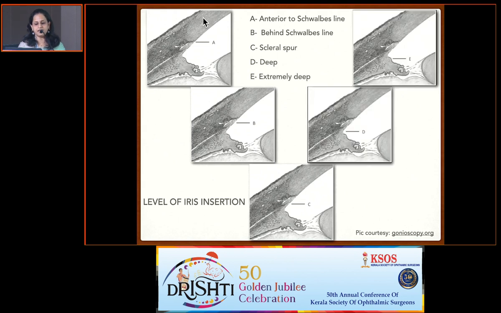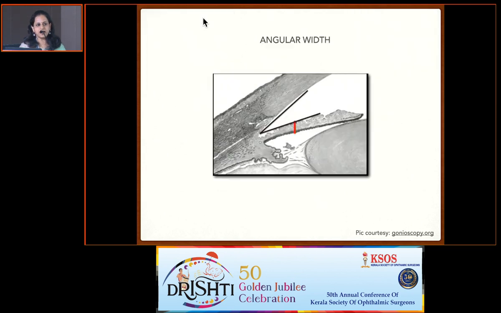So you have A, anterior to Schwalbe's line, B, behind the Schwalbe's line, C, scleral spur, D is deep and E extremely deep. So this gives us an idea how the iris insertion is. Second, the angular width, it is similar to the Shaffer's grading. You have to just tell the degree of angle.